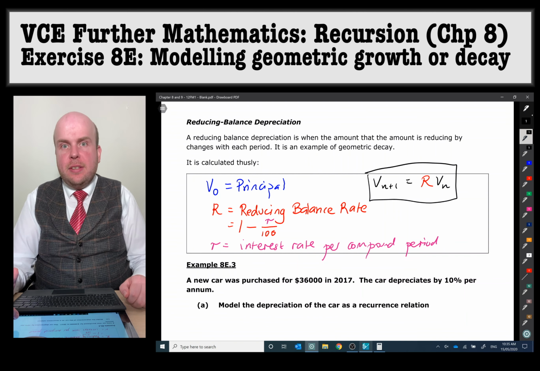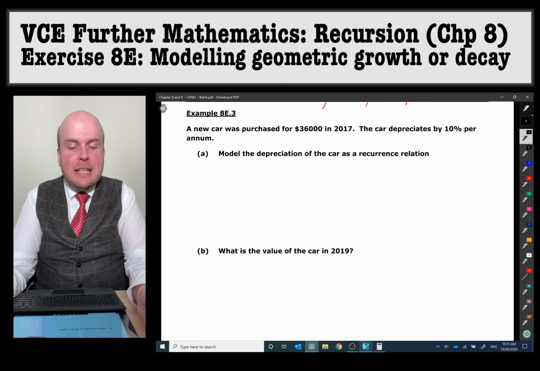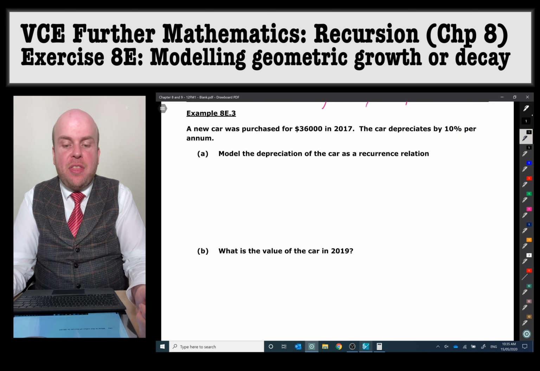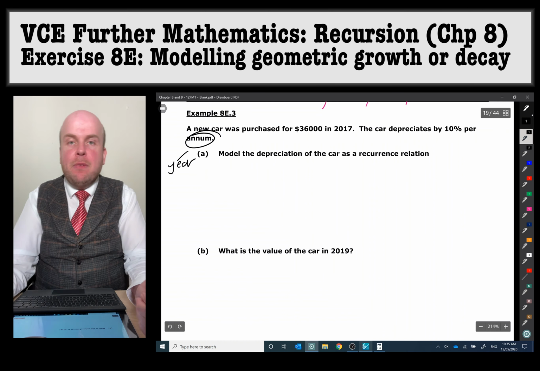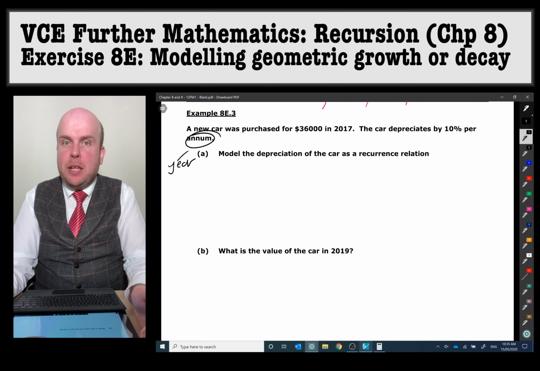Let's have a look at an example. Example 8E.3. A new car was purchased for $36,000 in 2017. The car depreciates by 10% per annum. When you see per annum, that is of course meaning year. Annum from the same root as annual. Model the depreciation of the car as a recurrence relation.